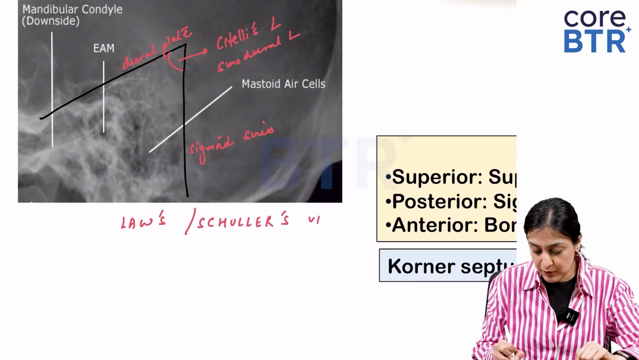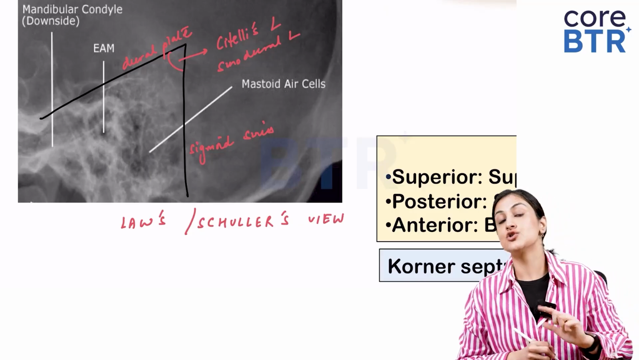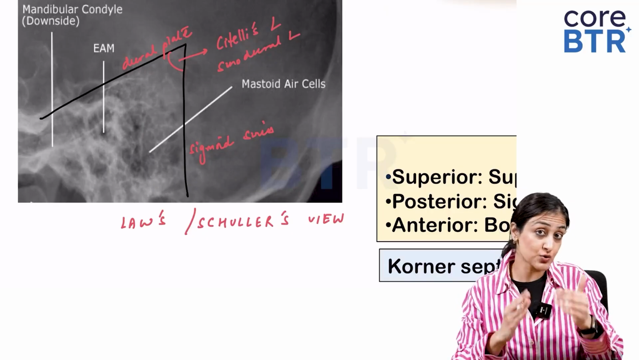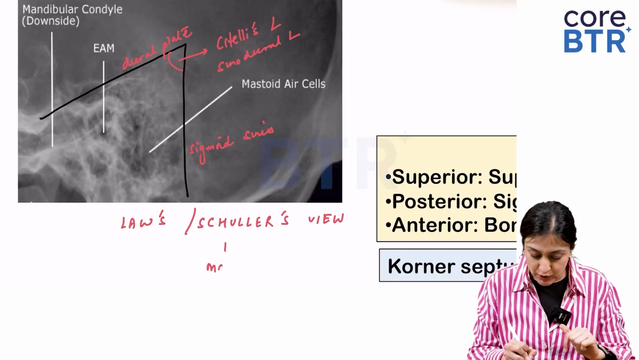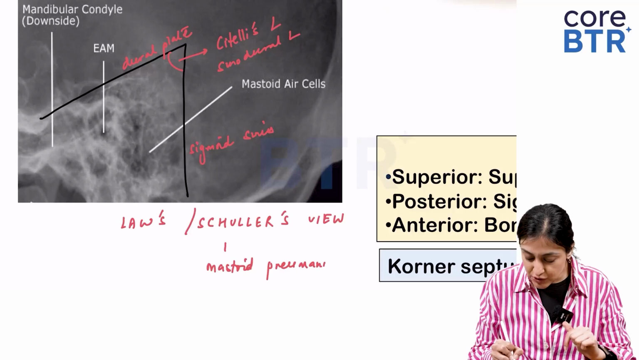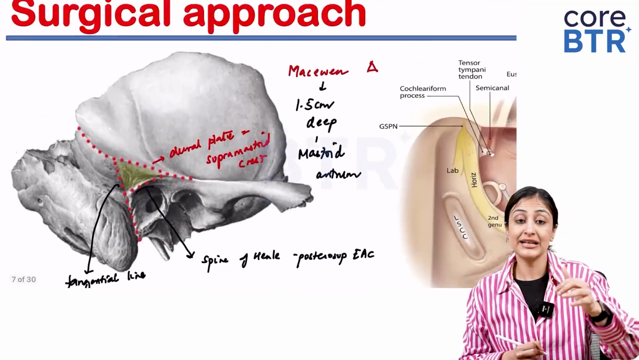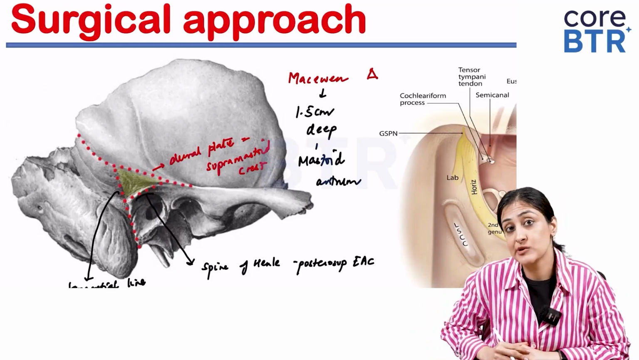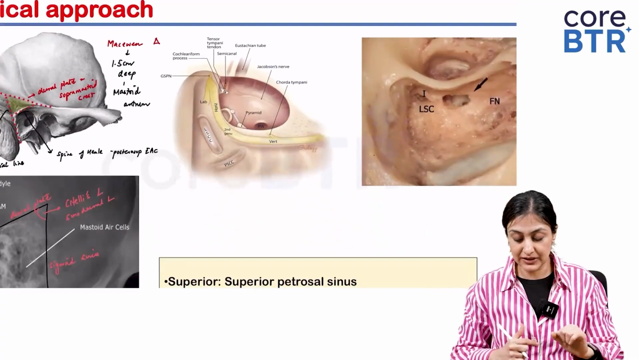which tells us about the mastoid pneumatization. So before doing any surgery of the mastoid, they're going to get this X-ray done to see the degree of mastoid pneumatization. And if everything is normal, now what will they do? They are going to go to this McEwen's triangle, drill 1.5 centimeter deep, and then they reach something like this.